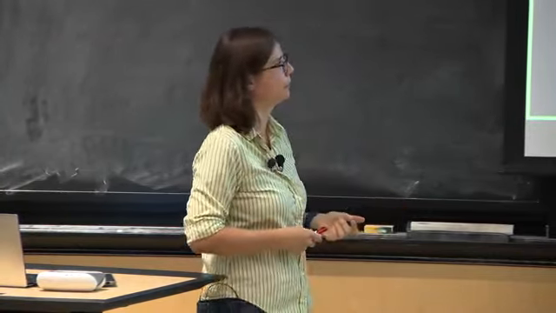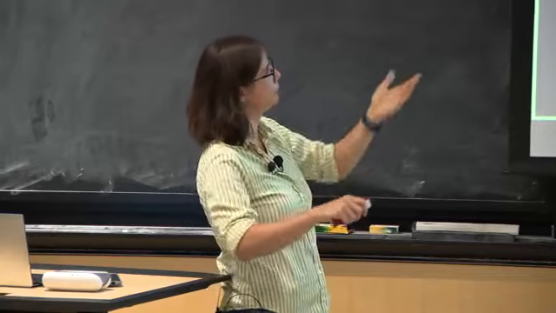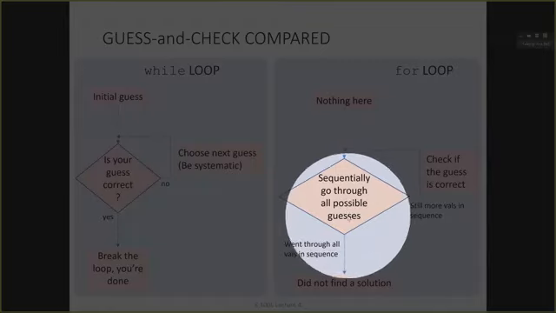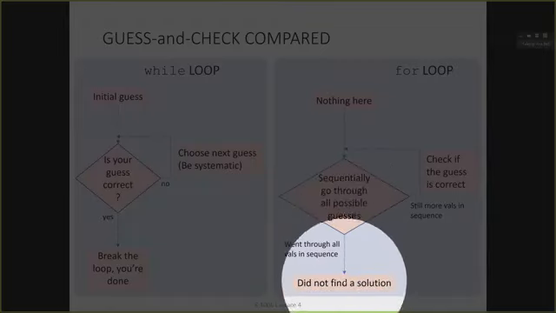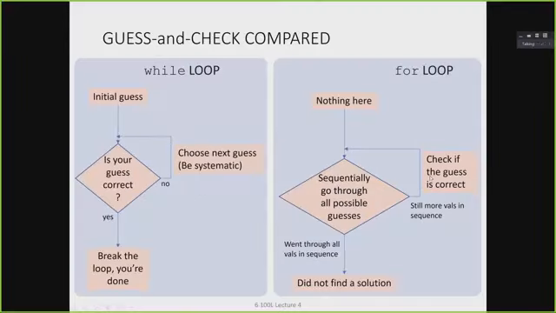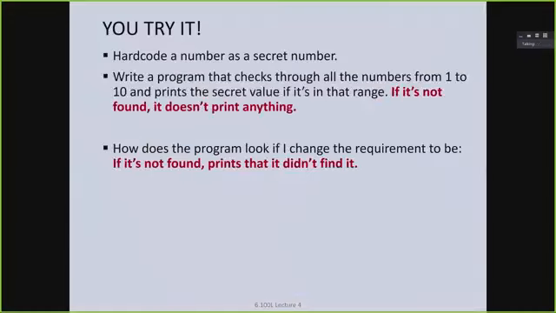And we're going to see how to rewrite that in a little bit. But in terms of a flowchart, the way the for loop would go is we sequentially go through all the possible values. When we've exhausted all the values, we say we didn't find a solution. And otherwise, the for loop just automatically grabs for us the next value in the sequence.